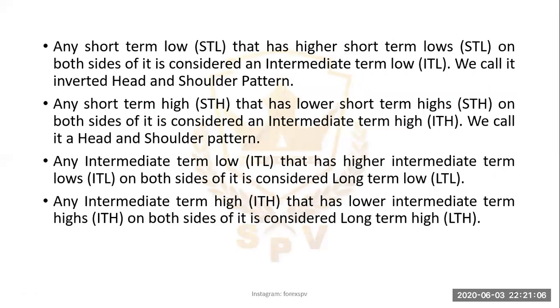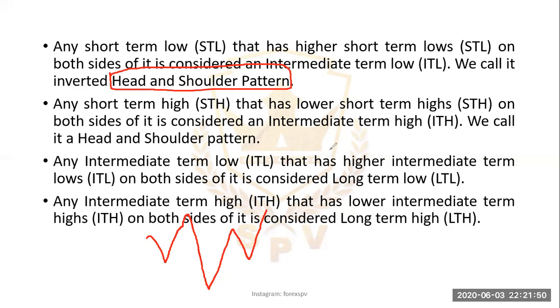And we have several structures that are formed when these short-term highs and short-term lows are formed. We have the intermediate-term lows, intermediate-term highs, long-term lows, and long-term highs. For intermediate-term lows, we have a swing low on the left. Price trades up, comes back down, breaks this, forms another swing low here, trades up again, and then forms another swing low on the right, which is higher than this one in the middle. So this is what we call an intermediate term low. People have named it an inverted head and shoulder pattern to make it easier.